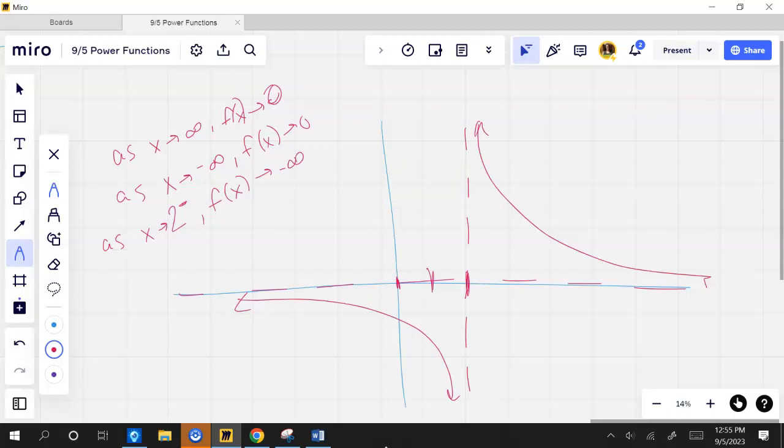Then as x approaches 2, this time is it from the positive or the negative? Positive. From the positive side, f of x approaches what? So now, if you've got vertical asymptotes, you're going to have four parts to your end behavior: left, right, and either side of the asymptote. Does that make sense?